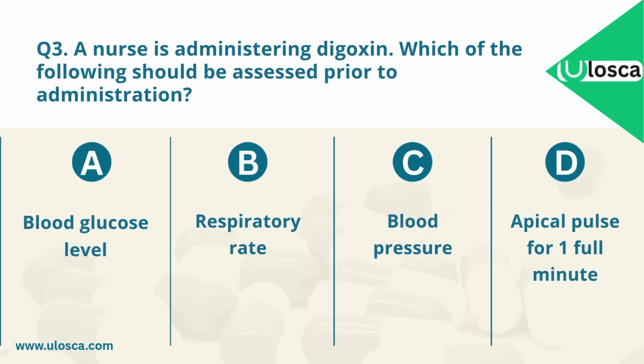Question 3. A nurse is administering digoxin. Which of the following should be assessed prior to administration? A. Blood glucose level. B. Respiratory rate. C. Blood pressure. D. Apical pulse for 1 full minute. Which one is the correct answer?